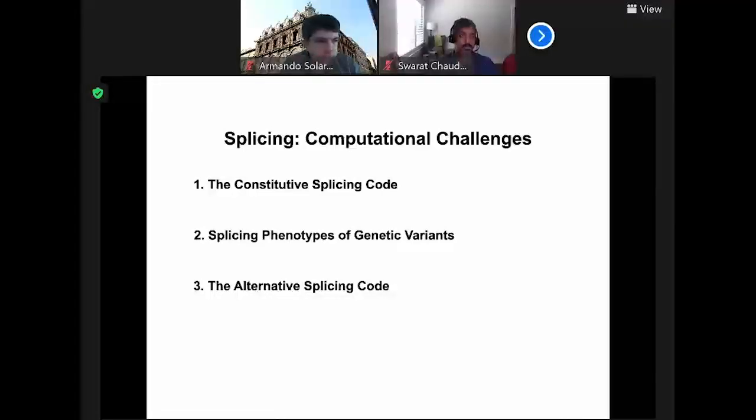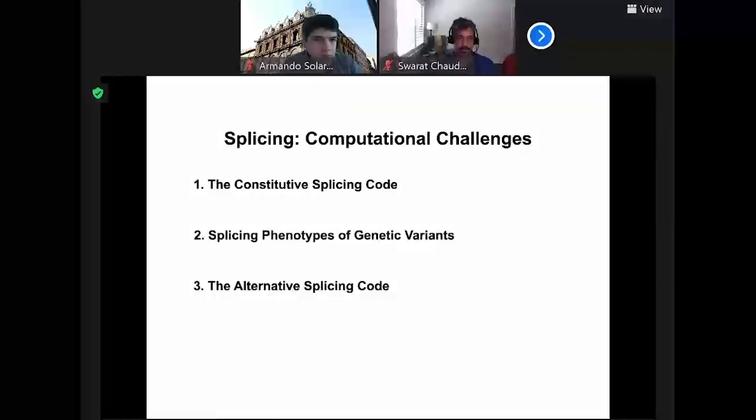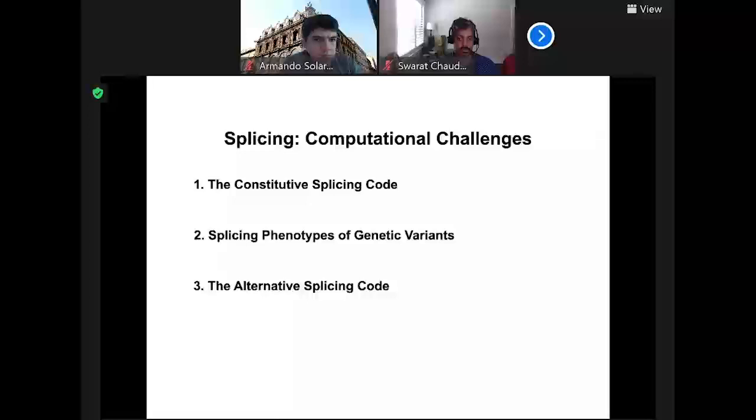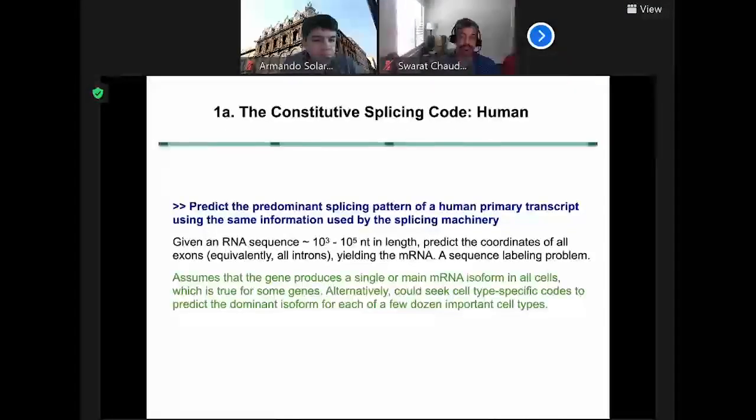Basically, the lack of clarity on exactly where the information is in the transcript that the splicing machinery uses leads to a number of interesting computational challenges. I've broken them into 3 challenges here, which I'll describe: the constitutive splicing code, the splicing phenotypes of genetic variants, which has a very practical application, and the alternative splicing code. I should emphasize that all of these codes have lots of interesting practical applications.